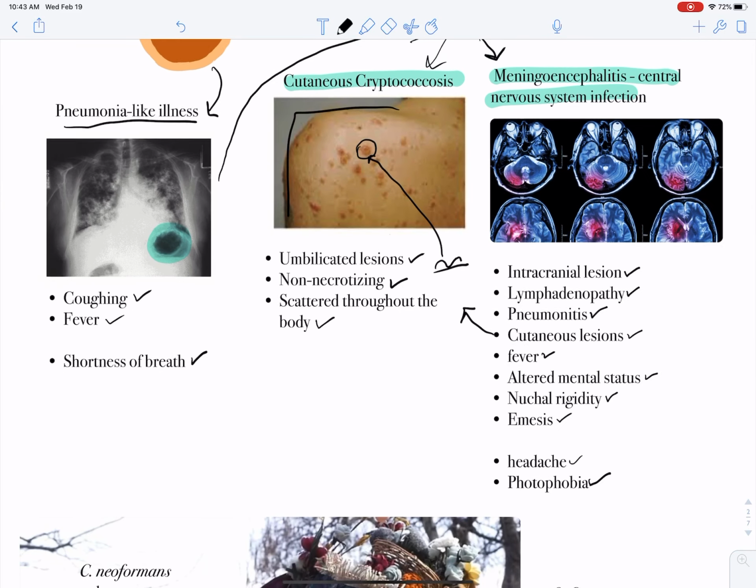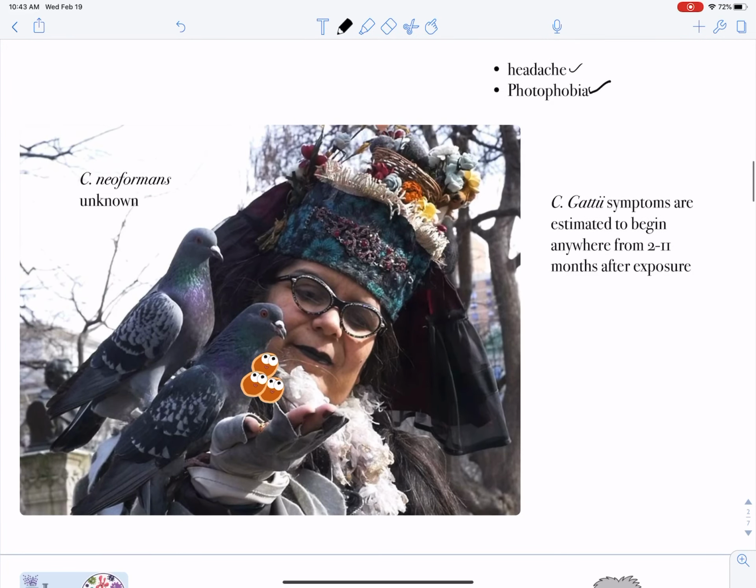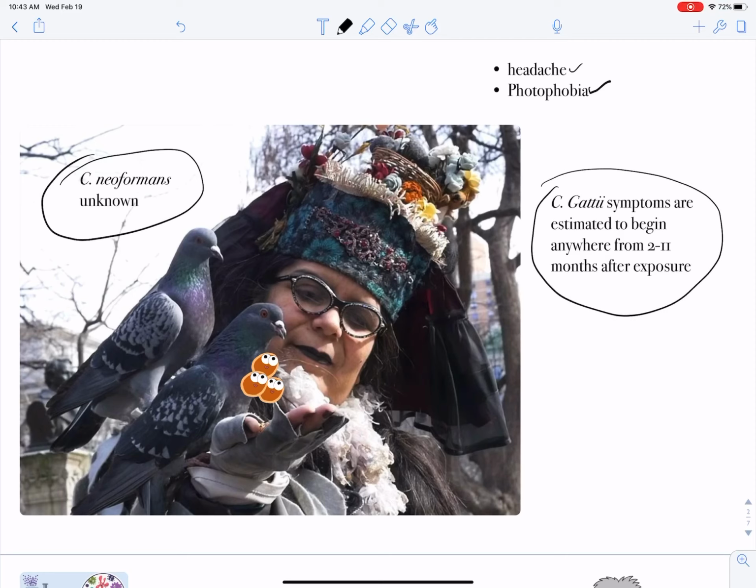So a little bit about the incubation time. So the most common form is completely unknown, whereas the lesser common form, we estimate from the time that you were exposed to the time that you develop symptoms is going to be 2 to 11 months.